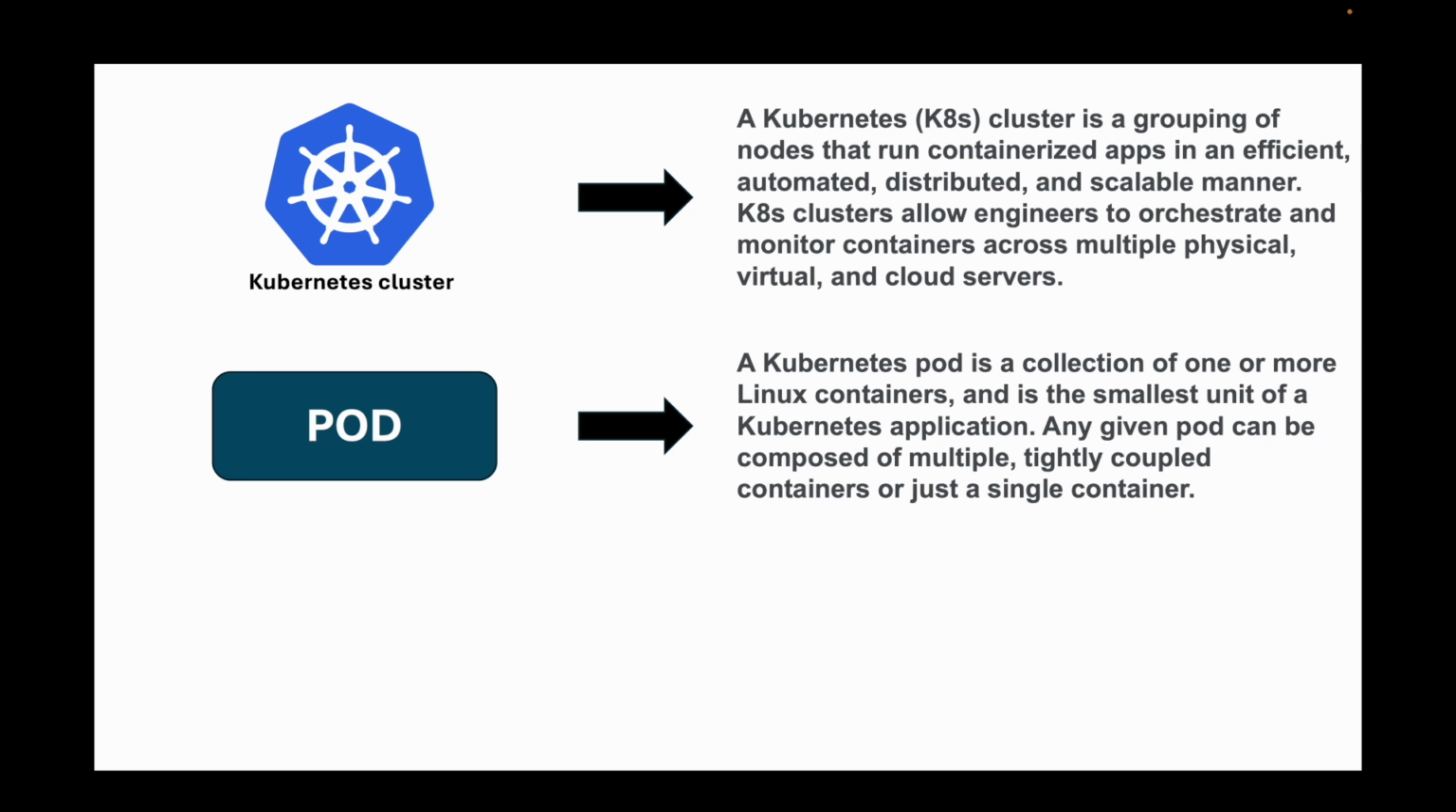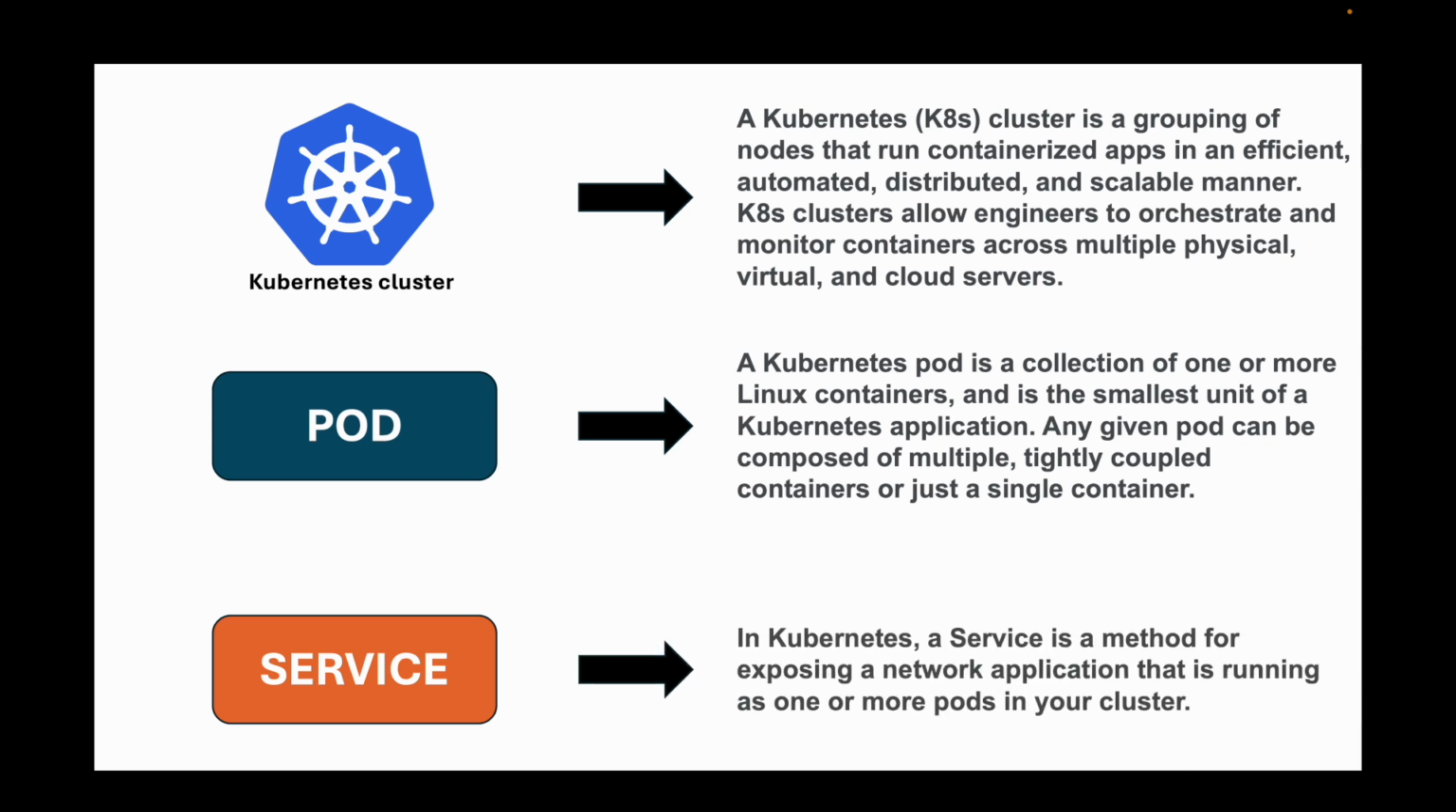So within a pod, you can have multiple containers or even one single container. And then the last component we have is a service. Now, to access the web application that you're running inside this pod, if you want to expose that pod, we make use of your service. So it's a method for exposing our network application that is running inside your pods within your cluster. If you want to expose that, we make use of your service.